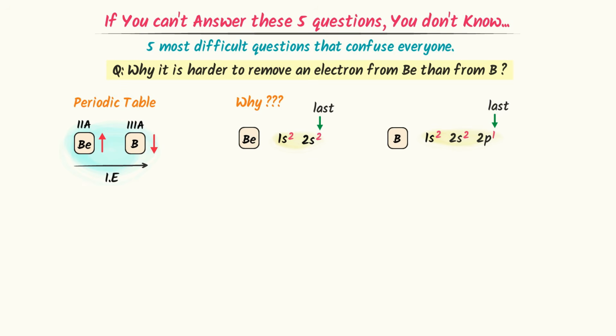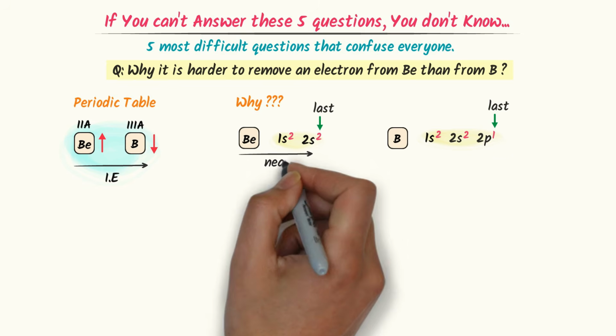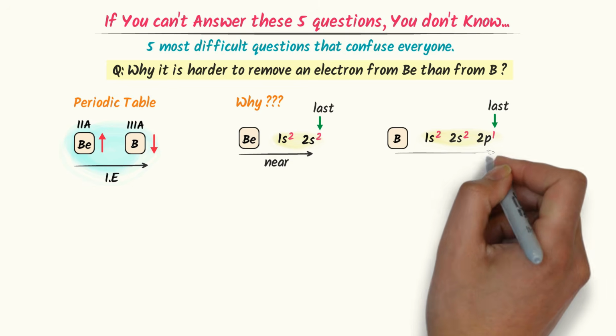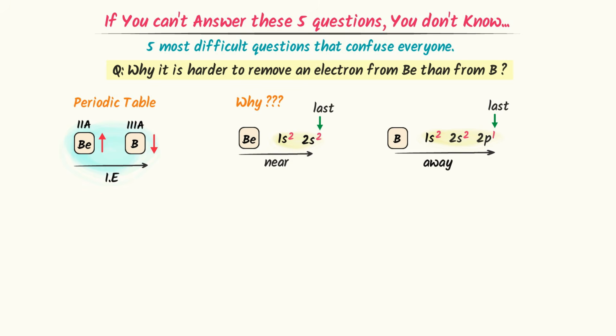Now here is the key point. The 2s subshell is closer to the nucleus than the 2p subshell. Let me repeat it. The 2s subshell is closer to the nucleus than the 2p subshell. Because it is closer, the nucleus pulls it more strongly. This is called the penetration effect. The 2s electron penetrates closer to the nucleus and feels a stronger attraction. So it is very hard to remove an electron.